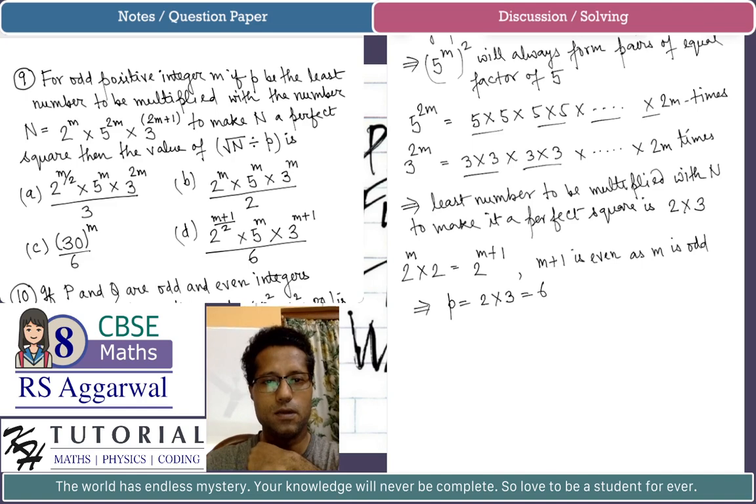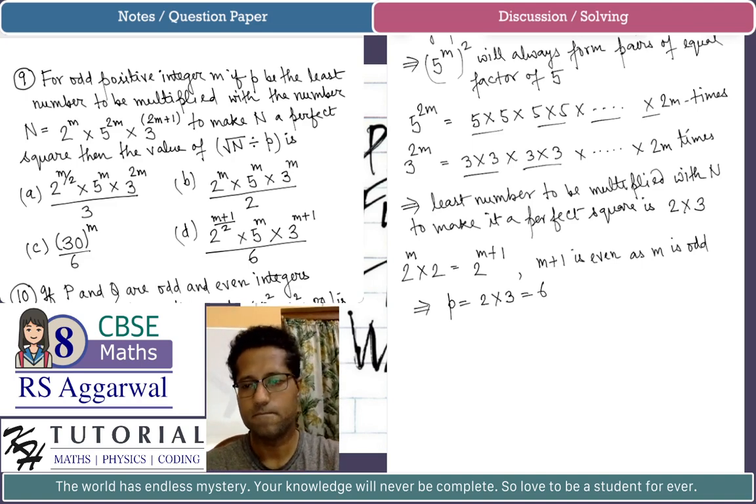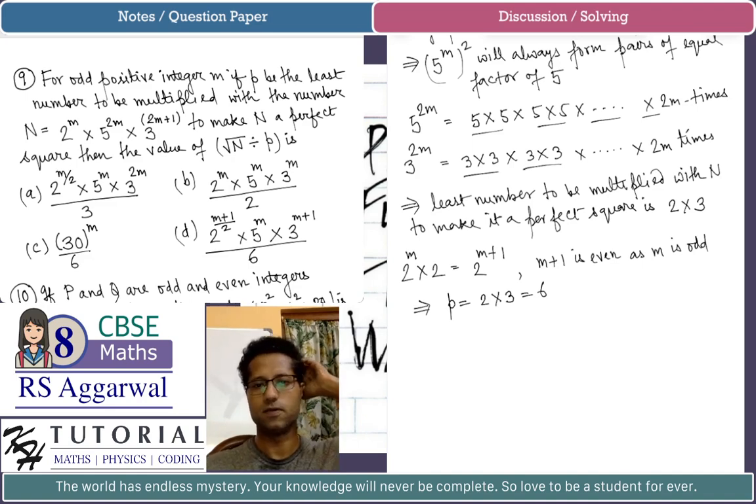Okay. Now I think there is a little issue in the problem. Actually, it is asking the value of square root of n divided by p. Actually, it should be square root of np. We can see n is not a perfect square. Since it is lacking, it needs to be multiplied by 6 to make it a perfect square. So n is not a perfect square.